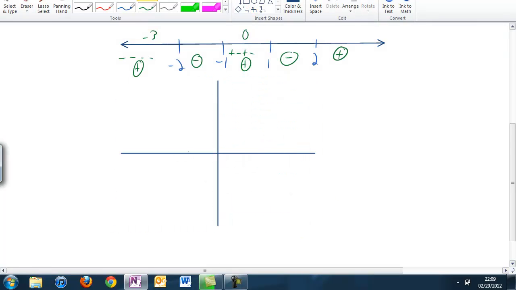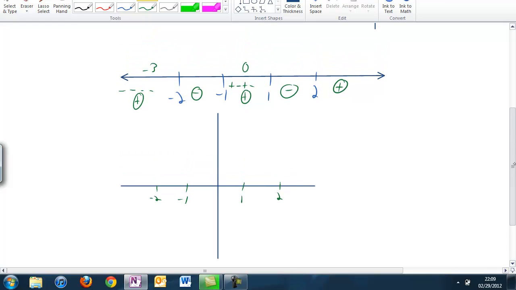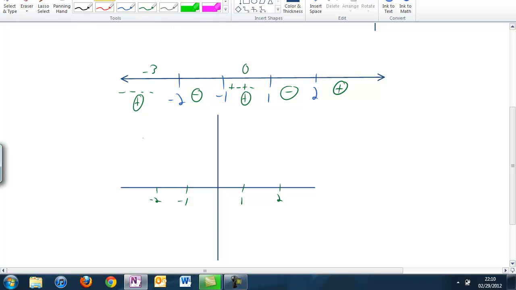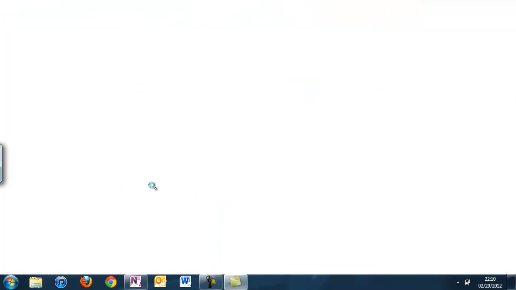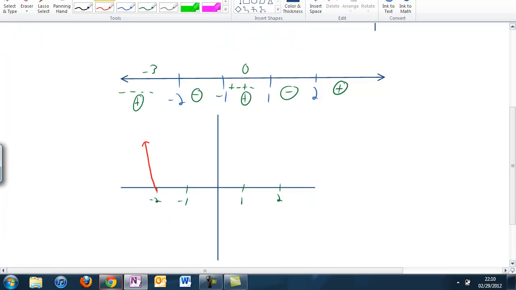Still a sketch though, so I'm going to go with negative 2, negative 1, 1, and 2. And what the plus means is I want to make that part of the graph positive. So we're going to come in from up here, cross there, cross here, cross there, and cross there again, keeping our 4 x-intercepts here.